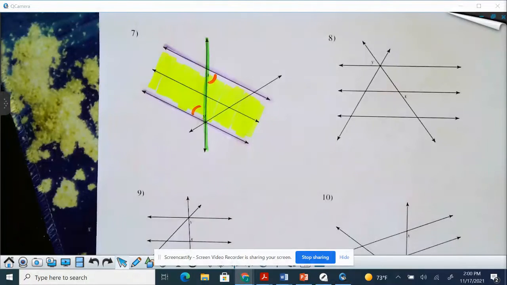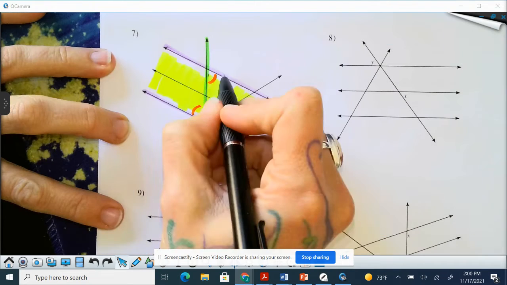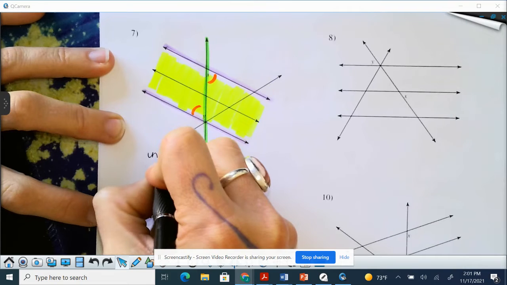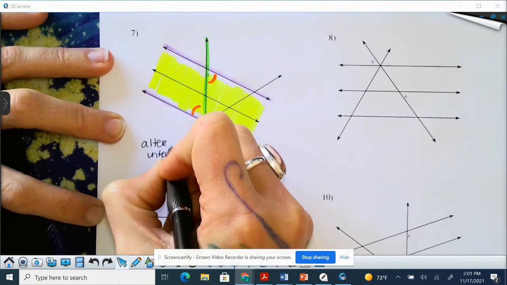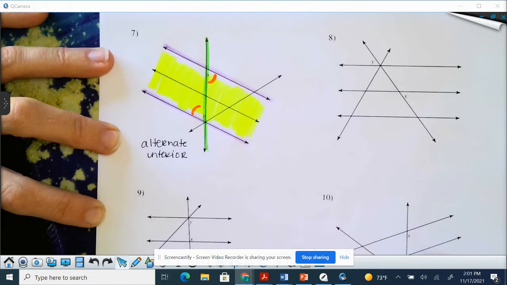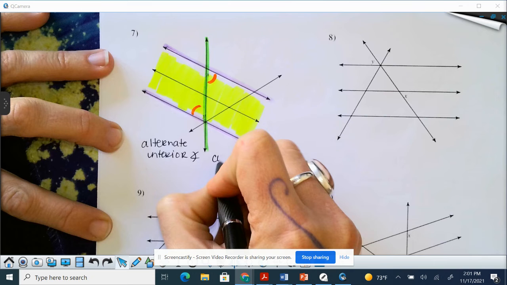So that's why I'm a big fan of highlighters, because once you highlight and locate what you're looking at, maybe it'll help it close down for you a little bit, not be so overwhelming with all the lines. So it's interior, and they alternate along the transversal, so alternate interior angles. And we know that those are congruent.